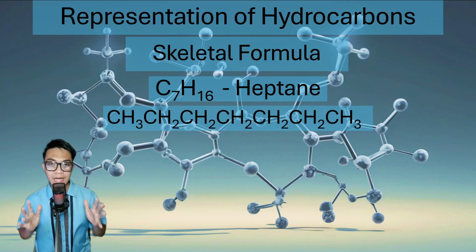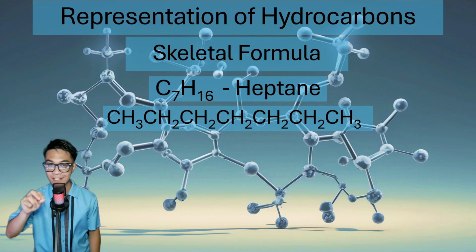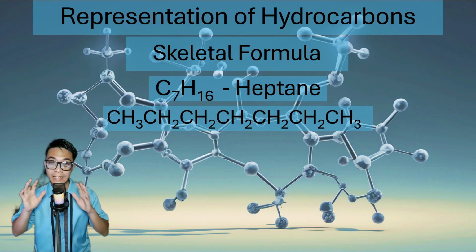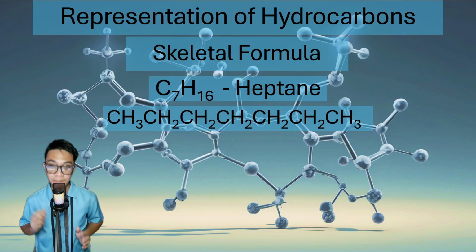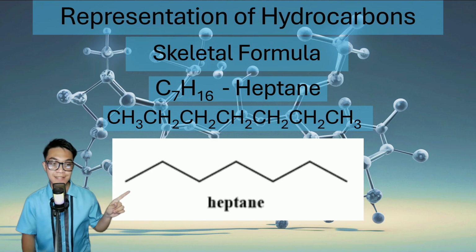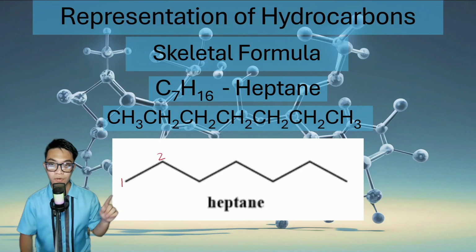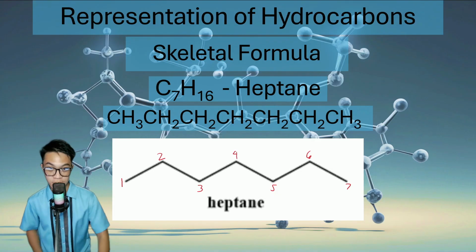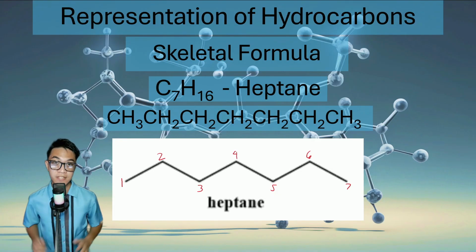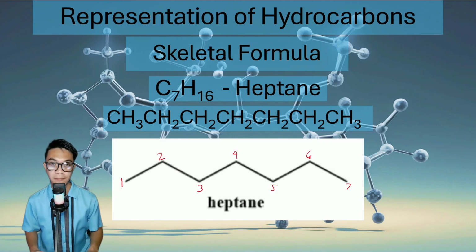To make our skeletal formula, we just simply have to draw zigzag lines. Yes, just zigzag lines wherein each corner of that line represents a carbon atom. So in this case, this is the skeletal formula for heptane. As you can see, we have 1, 2, 3, 4, 5, 6, and 7 corners. And those 7 corners represent 7 carbons. So this is the skeletal formula for our heptane with 7 carbons and 16 hydrogen.